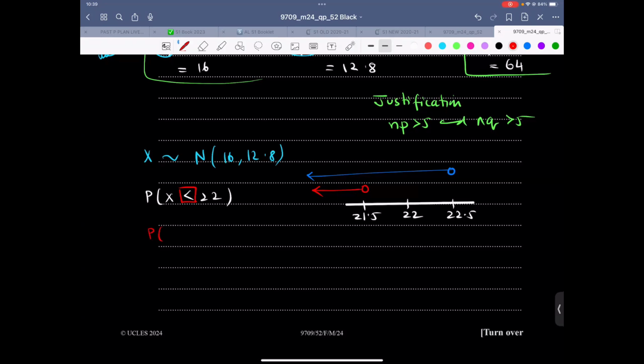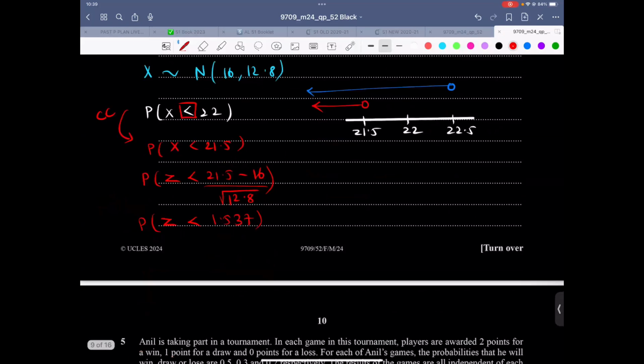So therefore, probability X is lesser than 21.5, one step before. This is known as continuity correction. Probability Z is lesser than 21.5 minus 16 divided by square root of 12.8. Probability Z is lesser than 1.537. And this is direct reading.